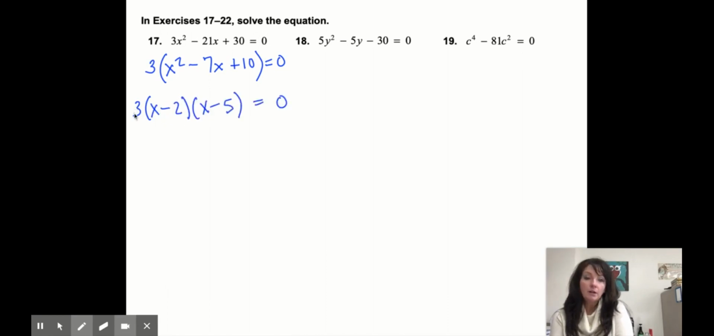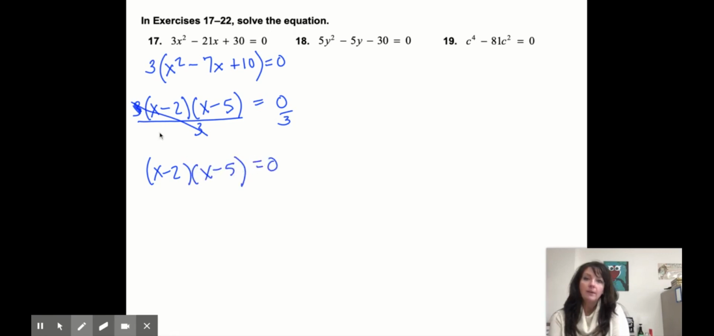Now, this outside number that I pulled out, the GCF, does not have a variable. So really what we're doing is dividing both sides by 3, and that clears this. So what we have is x minus 2 times x minus 5, and when we divide 0 by 3, we get 0. So that just clears it out. If it had a variable, we would have to say that that variable could be equal to 0 as well. Okay, so we add 2 to both sides here, we would get x is equal to 2 or x is equal to 5.